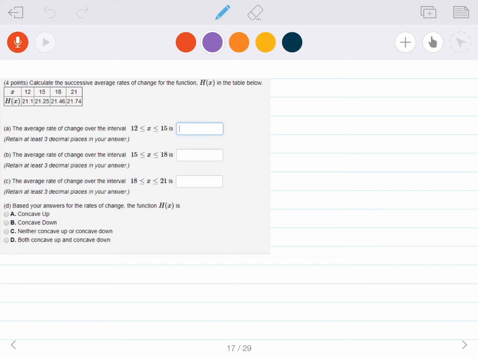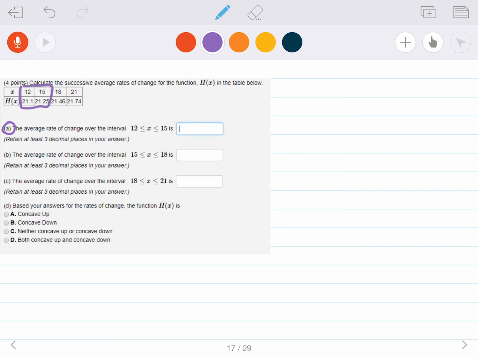All right, here's an example. Calculate the successive rates of change for the function h of x in the table below. So what we want to do is, remember, rate of change is just slope. And we can make ordered pairs with what they're asking us. So it says find the average rate of change from x is 12 to 15. So that's these 2 points.